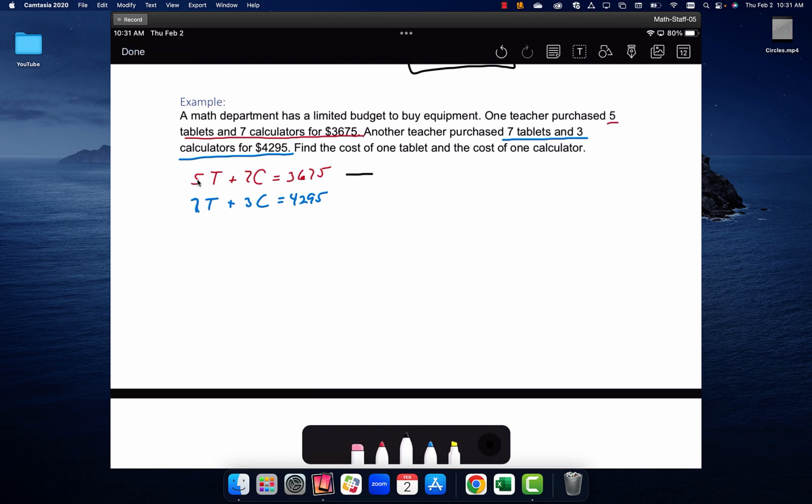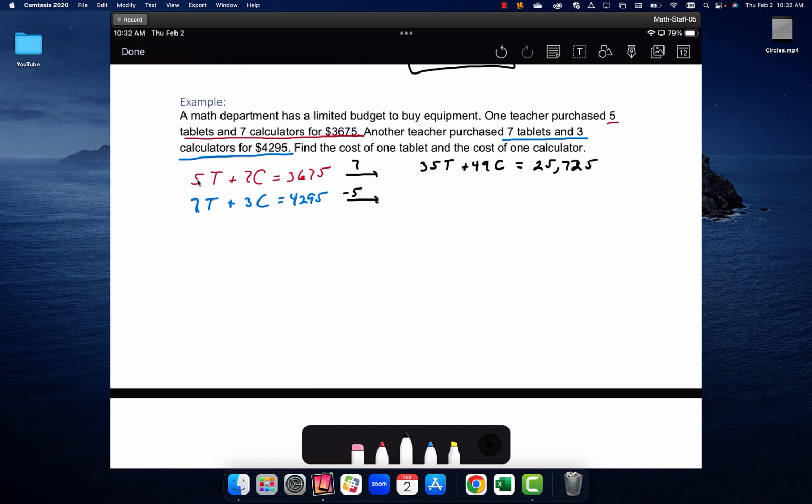So we're going to have to multiply the top by 7 to get 35, and we'll have to multiply the bottom by 5 to get 35. But we need to make one of them negative because when we add them, we want them to cancel. It doesn't matter which one you make negative. I'll just choose to make the bottom negative. It doesn't matter. So now multiply the top right equation by 7. We get 35t plus 49c equals 25,725.